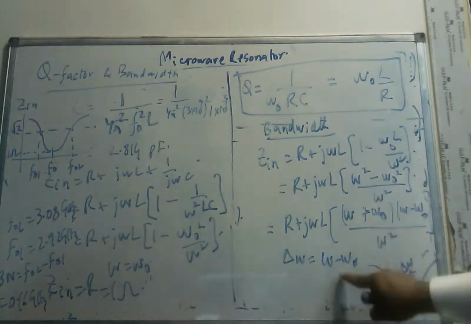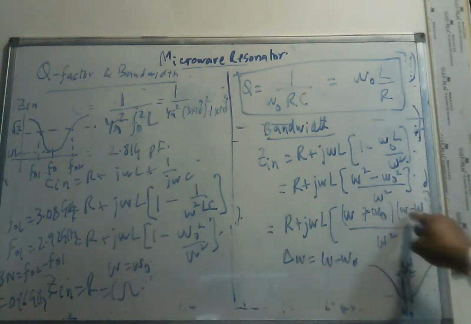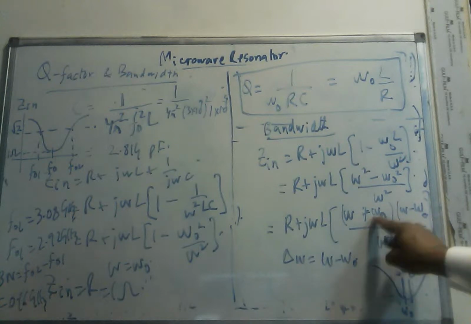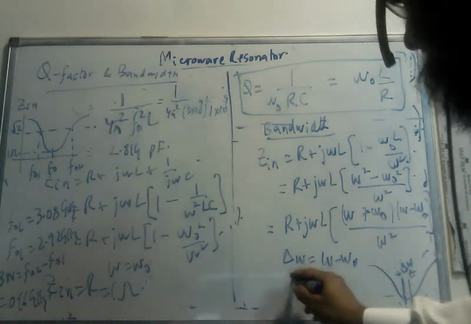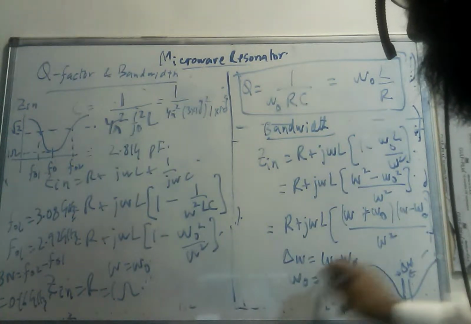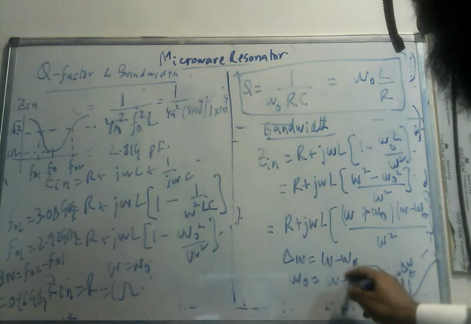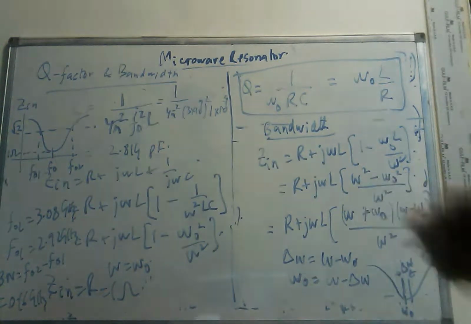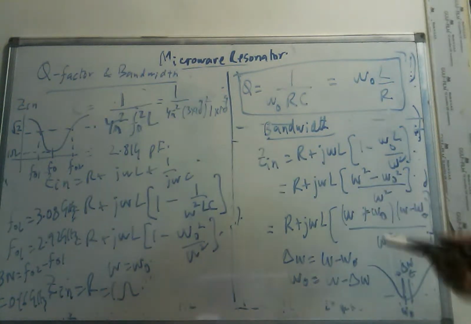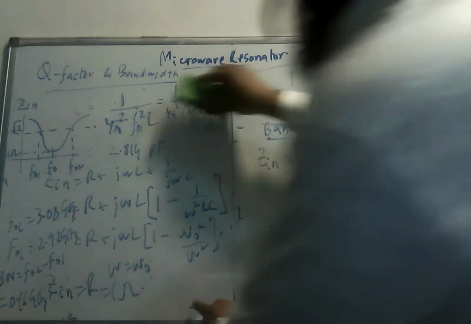which means that I'm very close to the resonance. So if I assume this, where delta omega is a small number, I can replace omega naught by omega minus delta omega here. So omega naught is equal to omega minus delta omega, and we will see that this brings us to a very nice approximation of the input impedance, and then we can calculate very nicely the bandwidth.